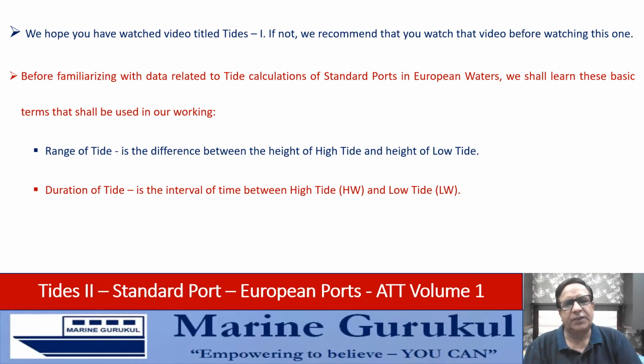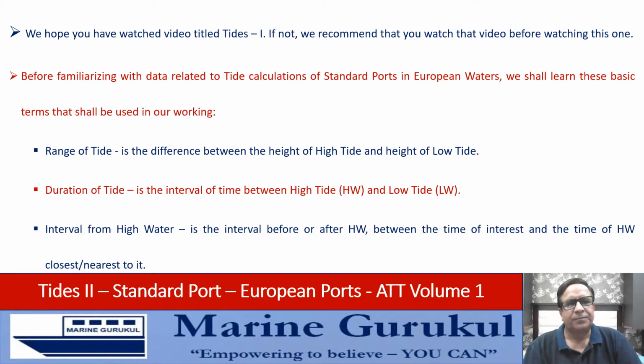Duration of tide is the interval of time between high tide and low tide. That means if the height difference is called range of tide, the time difference is referred to as duration of tide. Interval from high water is the interval either before or after high water, as the case may be, between the time of interest, that is the time for which we are interested in the height of tide, and the time of high water which is closest to that time. So it could be before high water or after high water.